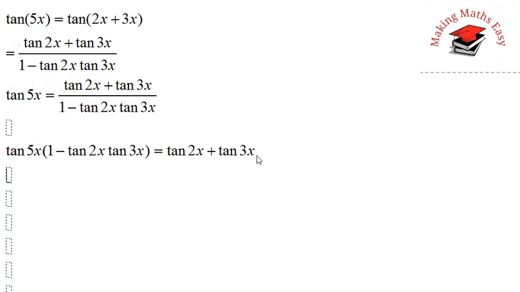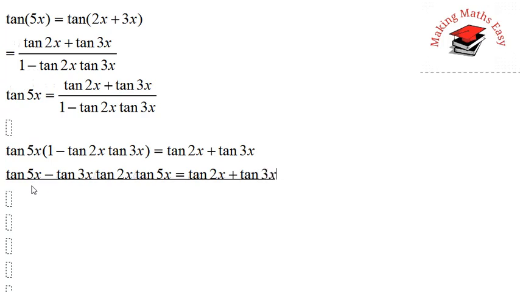Now we will perform the complete multiplication. After opening this bracket, we will get tan 5x minus tan 3x tan 2x tan 5x, because tan 5x has been multiplied inside the bracket, which is equal to tan 2x plus tan 3x. Then this minus tan 3x tan 2x tan 5x will go on the right hand side, and this tan 2x plus tan 3x will come on the left hand side.